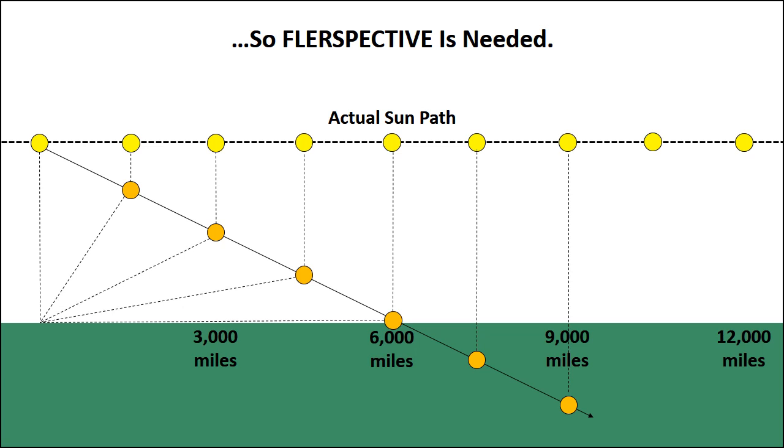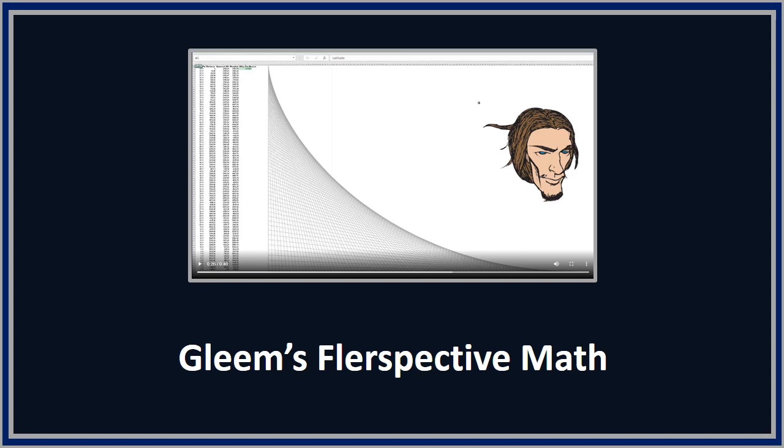This really makes no sense, because instead of a direct line of sight to the actual sun, we have the light going from the actual sun down to the apparent sun, and then it angles over to the observer. And we even have drawings where this apparent sun path goes below the horizon, which means the sun is actually going below the surface of the flat Earth. And think about it. These are grown adults that think this is a viable explanation. And Gleem has taken this even a step further with his invention of Flerspective math.